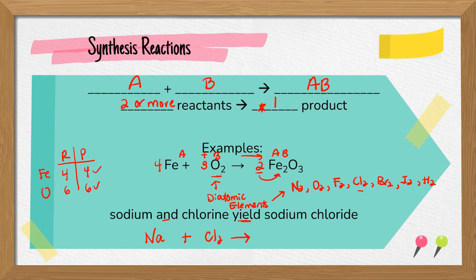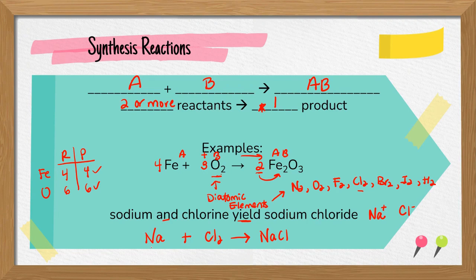Now, really important, this is an ionic compound because sodium's a metal, chlorine's a nonmetal. We have to balance the charges. So if we look at the periodic table, sodium's in group 1, its charge is +1. Chlorine is a halogen, it's in group 17, so its charge is -1. +1, -1, they balance out. So our sodium chloride formula is NaCl.